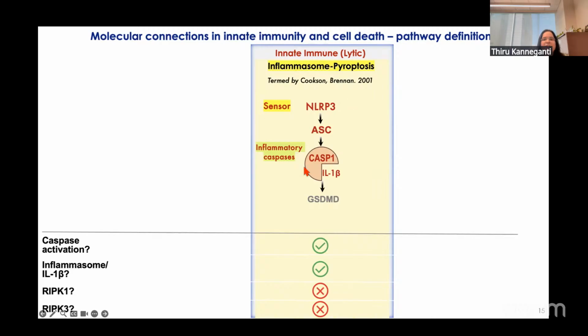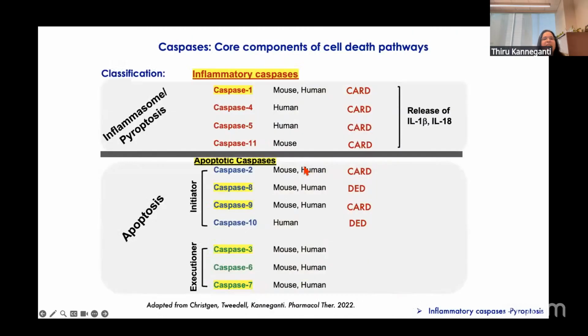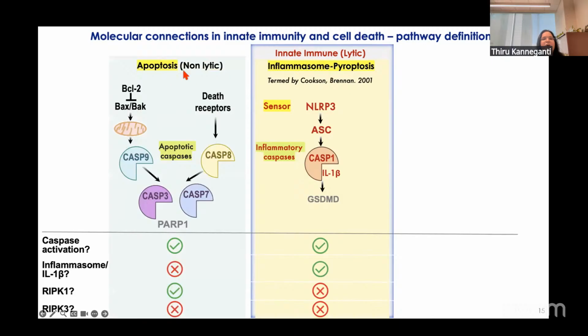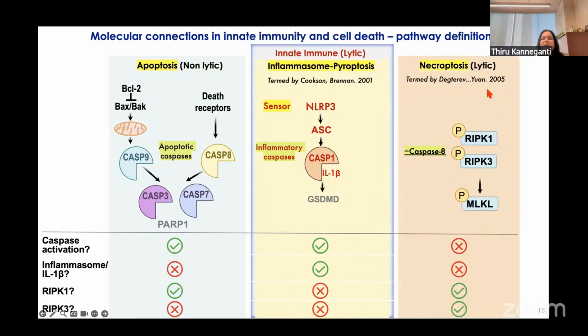And then in contrast to pyroptosis, apoptosis is a non-lytic, non-inflammatory death, where caspase 8, caspase 9 drive 3 and 7 activation. And in contrast to these established pathways, necroptosis is a backup mechanism that happens only when caspase 8 is inhibited upon engagement of, like, TNF, then RIPK1, RIPK3 via MLKL drive necroptosis.